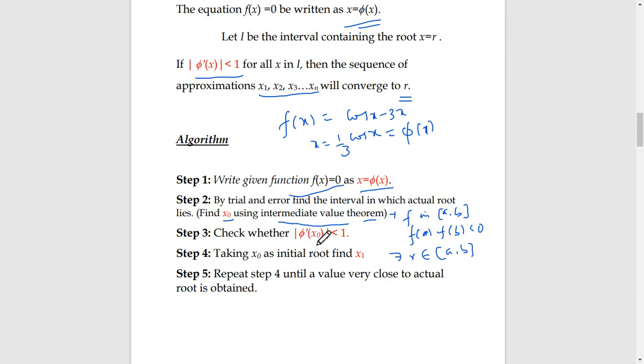So now check phi dash of x naught, phi dash of x. Mod phi dash of x is less than 1 for all x, not only one x, for all x that belongs to the closed interval a comma b. So now start the iteration process. Taking x naught as an initial root, find x1, next x2, and so on. Repeat this step until you get an approximate root, that is the value very close to the root.